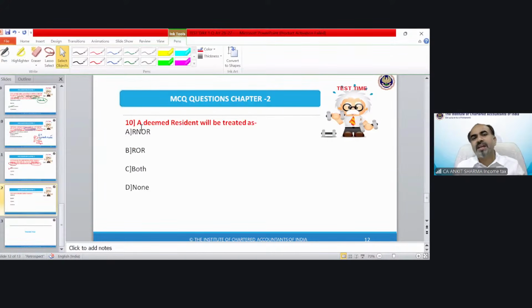The last: a deemed resident will be treated as always a resident and not ordinary resident. We all know that. So a deemed resident under section 6(1)(a) would be always a resident and not ordinary resident.